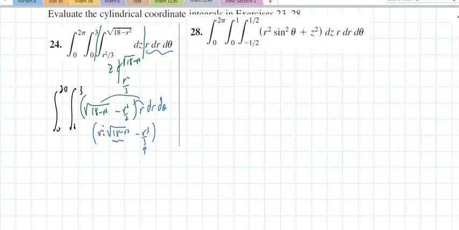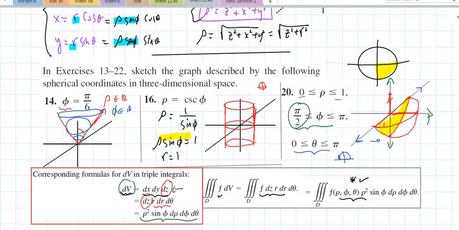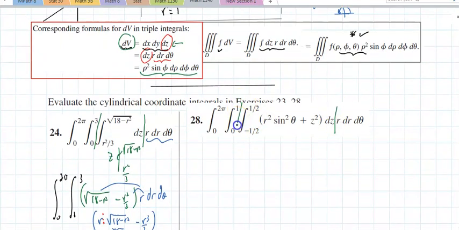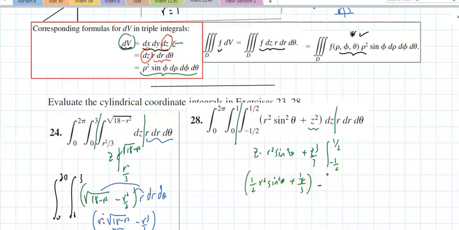If I look at number 28, another problem, the same deal really. There's not much to those. This is very close to what we did. As far as z is concerned, this is z times r squared sine squared theta, plus z cubed over 3 evaluated from negative 1/2 to positive 1/2. You plug those in. And remember, you're not doing both of those in one shot. And here you're going to get negative 1/2 r squared sine squared theta, minus 1 over 8 over 3. And remember, you're going to integrate that now with respect to r, r dr from 0 to 1.